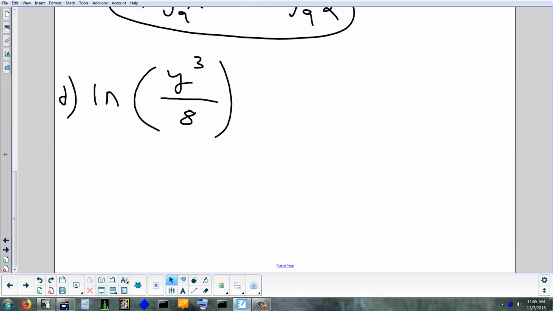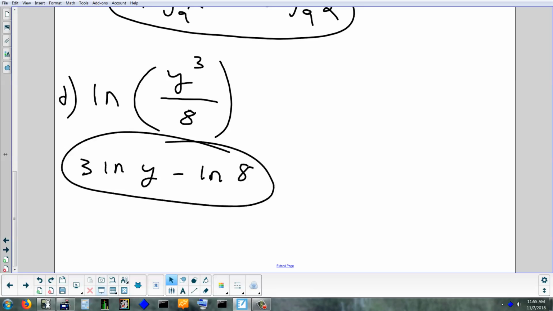Anyone think they could tell me the whole answer to that one? You don't have to write log base e. You can leave the ln because that's an abbreviation. So your answer is going to have ln's in this one. Yeah? So it would be 3 ln y minus ln e. Yep. That's it. 3 ln y minus ln e.